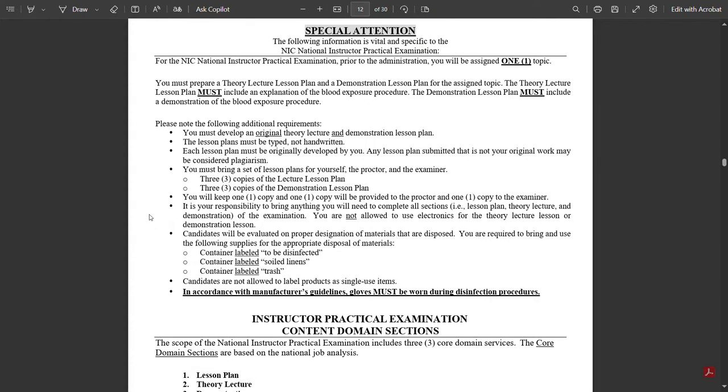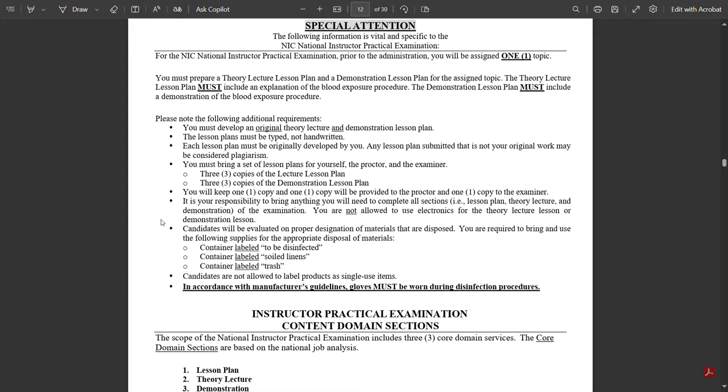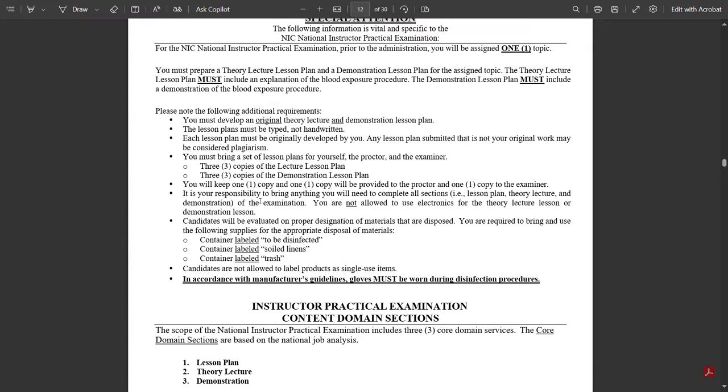So if you're taking an in-person exam, you'll keep 1 copy and hand the rest to the examiners. It's your responsibility to bring anything you will need to complete all sections. One more really important thing is you are not allowed to use electronics for either the theory lecture or the demonstration. So no PowerPoint, no screens, no iPads, anything like that. Just keep it really simple. You don't want anything that could possibly go wrong on test day.